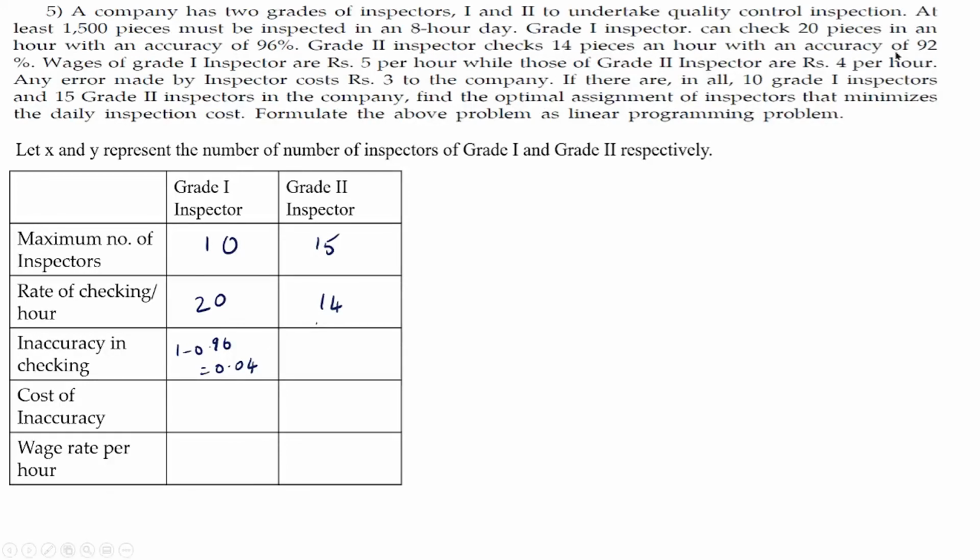And a grade 2 inspector's accuracy is 92%, so the inaccuracy of a grade 2 inspector will be 1 minus 0.92, which is 0.08. Any error made by an inspector costs rupees 3 to the company, so the cost of inaccuracy is rupees 3 for both grade 1 and grade 2 inspectors. Next we have the wage rate per hour: wages of a grade 1 inspector are rupees 5 per hour and for a grade 2 inspector rupees 4 per hour.